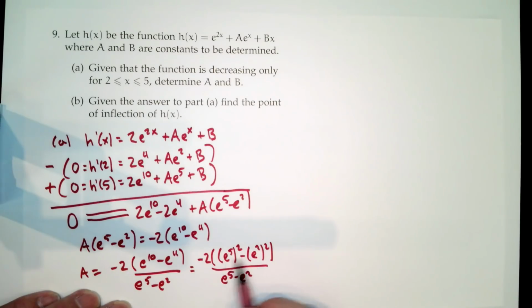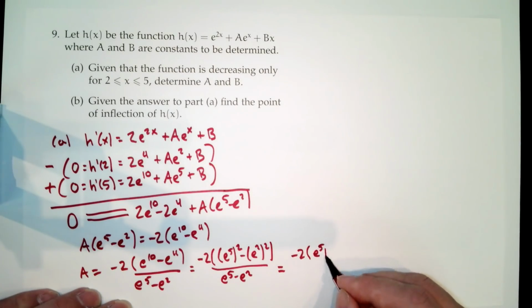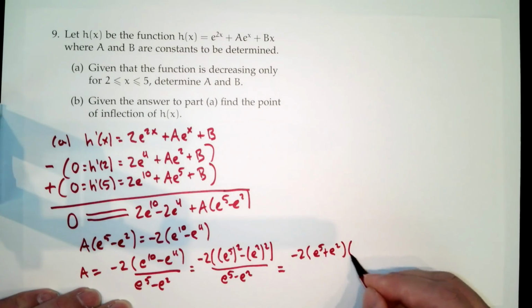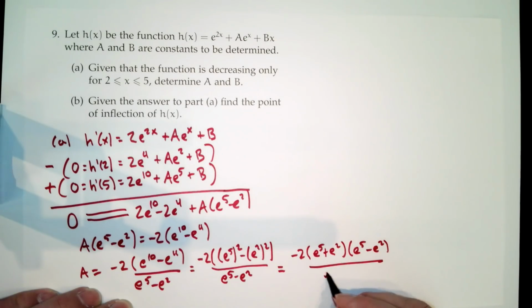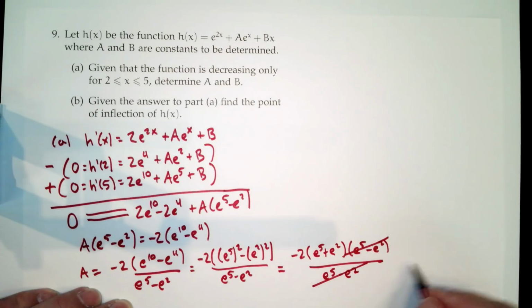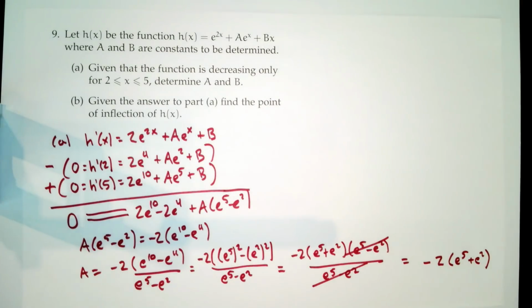Whenever you see a difference of squares, what can you do? You can factor it. It becomes the sum times the difference, a plus b, a minus b. And now you get cancellation, so that you can really clean it up. A is negative 2 times e to the 5th plus e squared. Okay, so that's a very clean a.